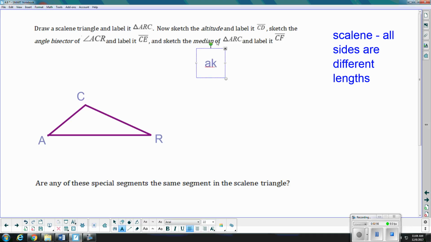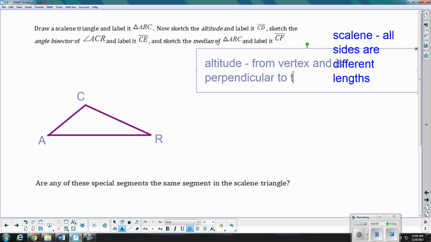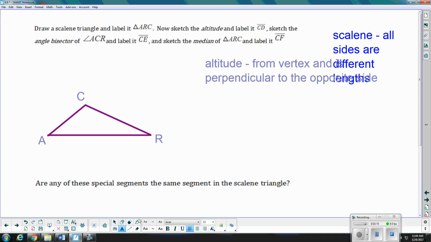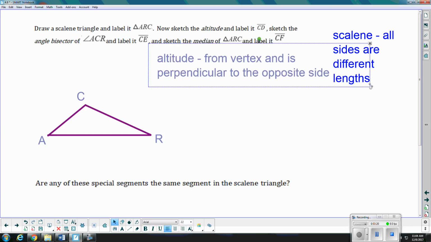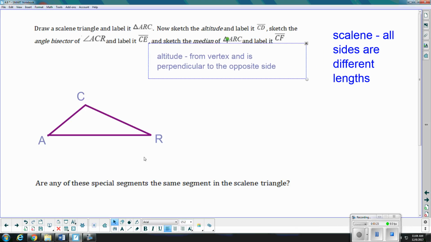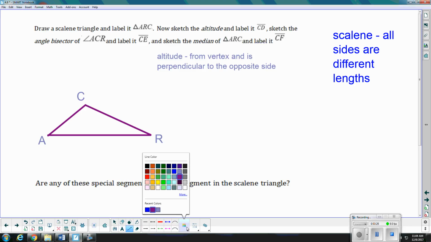So if you remember, the altitude goes from vertex and is perpendicular to the opposite side. All right, so let's do the altitude first, and we're going to label that CD. So from the vertex, and it's going to be perpendicular to the opposite side.